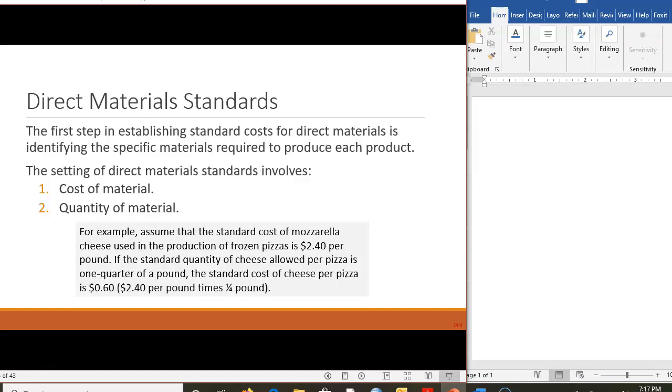For direct material standards, we have the cost of material and the quantity of material. In this example, we're talking about the amount of mozzarella cheese used in the production of frozen pizzas. It costs $2.40 per pound. And if we measure out the amount of cheese we put on each pizza when we're making it, we allow 1/4 of a pound per pizza. Therefore, our standard cost of cheese per pizza is the $2.40 per pound times 1/4 pound, or 60 cents per pizza.